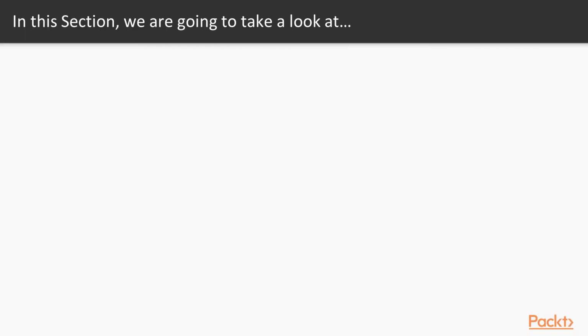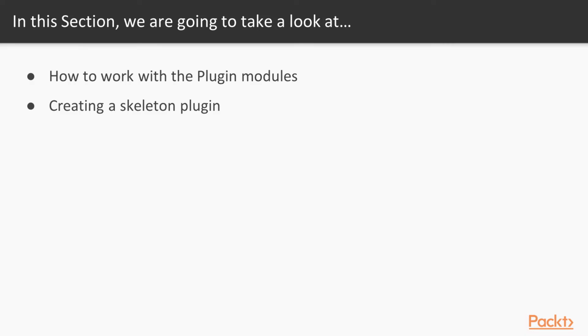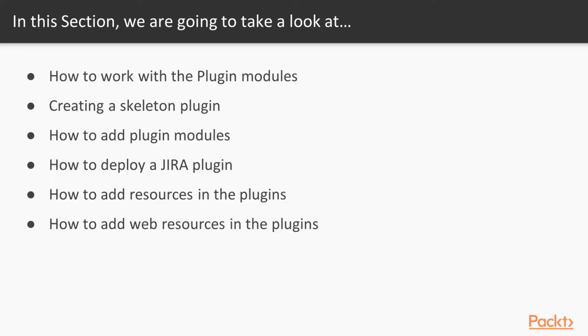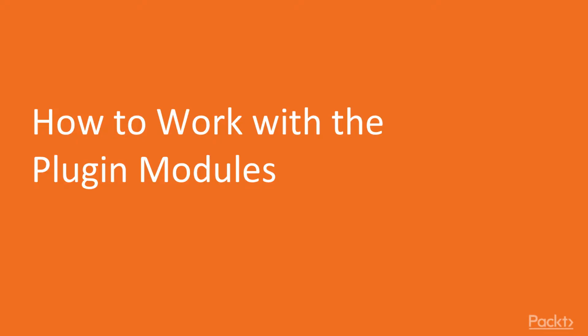In this section, we will be learning to use Atlassian SDK to work with plugin modules. We will take a look at some common plugin module types that Jira SDK provides and we'll start with creating a skeleton plugin. We will then create a web item plugin module and learn to deploy a plugin in your Jira environment. We will also look at the types of resources and learn to add resources and web resources in plugins to extend the functionality of the plugins. Some examples being adding custom UI elements, JavaScripts, and style sheets. Let's start exploring the plugin module in Jira.